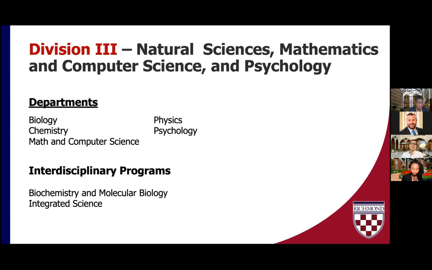So apart from the departments, which offer majors and minors, BS degrees and BAs, we also have interdisciplinary programs. And those programs in Division 3 include biochemistry and molecular biology, in which you can get a major here at the university, or integrated science, which offers a minor. So these interdisciplinary programs are programs that try to draw on strength from individual departments and that acknowledge the interrelationship of disciplines, even within the sciences.